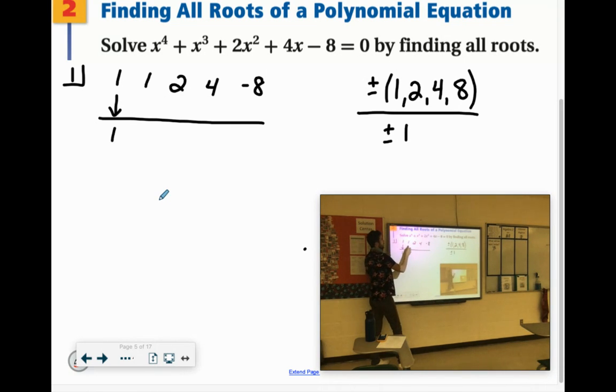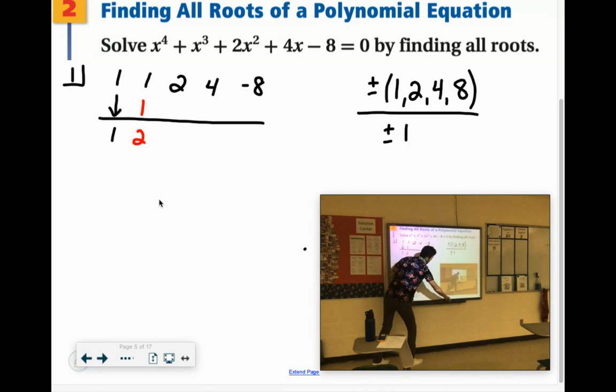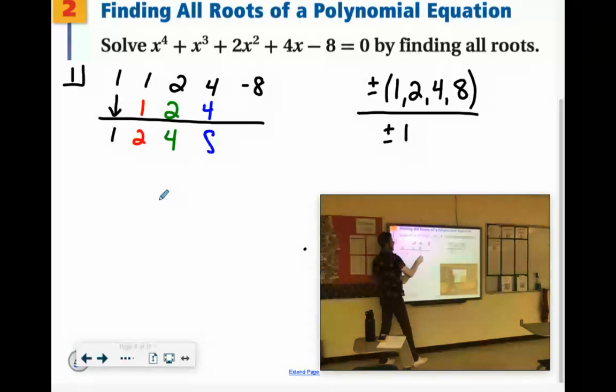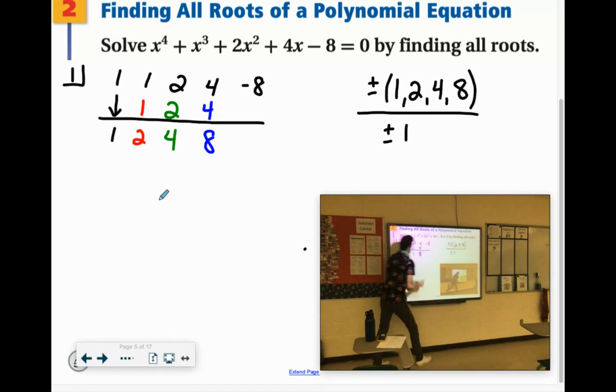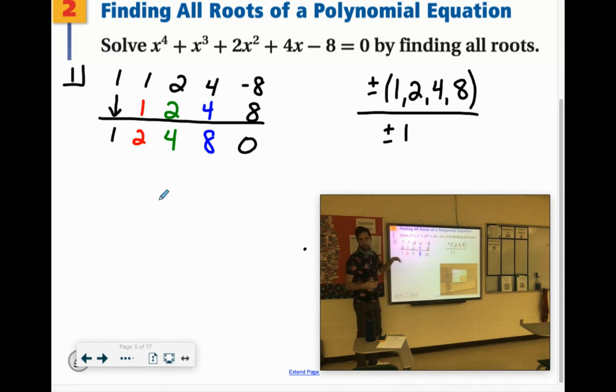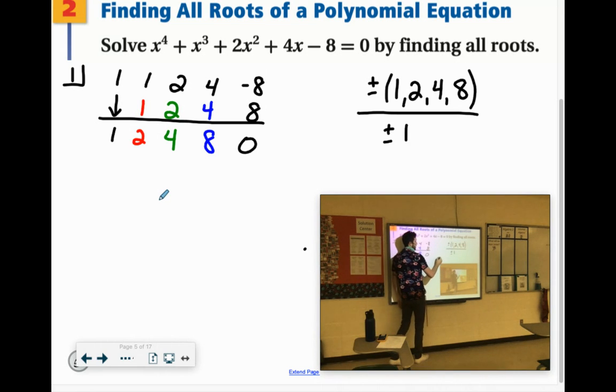1 times 1, 1. 1 plus 1 is 2. 1 times 2 is 2. 2 plus 2 is 4. 1 times 4 is 4. 4 plus 4 is 8. 1 times 8 is 8. 8 plus -8 is 0. Sweet. So 1 is one of our zeros here. So we'll write that as x minus 1.